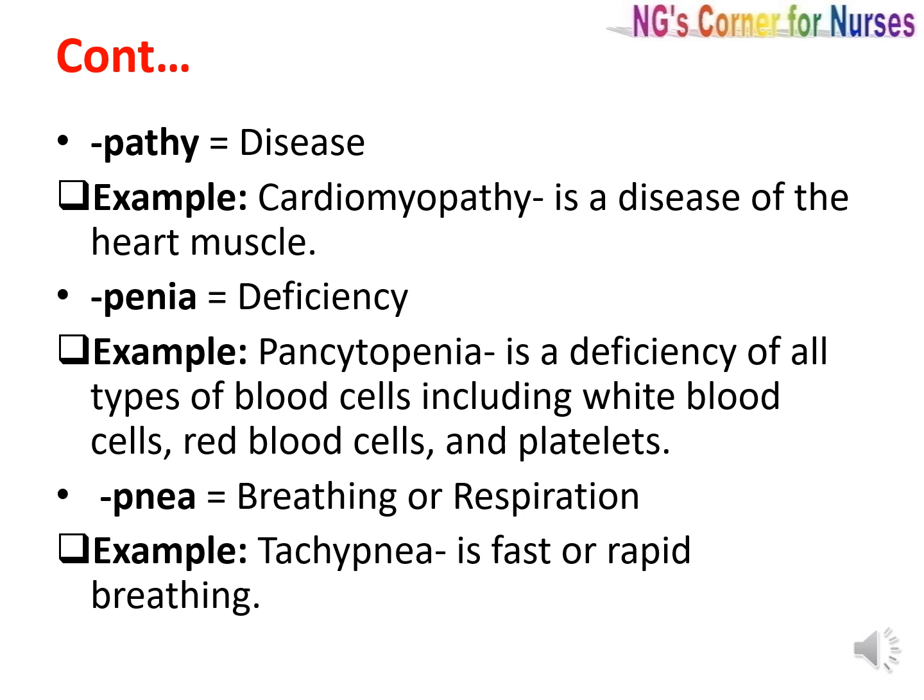Next is penia. Penia means deficiency. As an example, we can say pancytopenia. Pan means all. Cyto means cell, and penia means deficiency. So, pancytopenia is a deficiency of all types of blood cells, including white blood cells, red blood cells, and platelets.